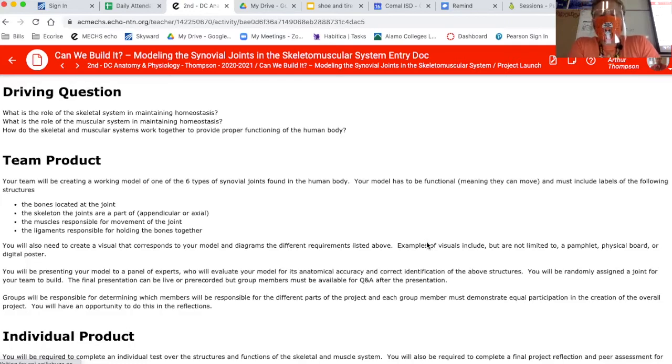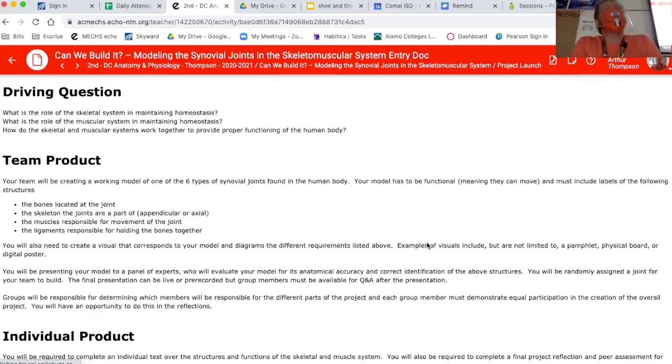You're going to be evaluated on how accurate your model is to the actual joint and how well you identify and explain what the different structures are, okay? Next week, I'll randomly assign a joint type to you, and then from there, you'll pick an example to model. The final presentation can be live or pre-recorded like the previous project.